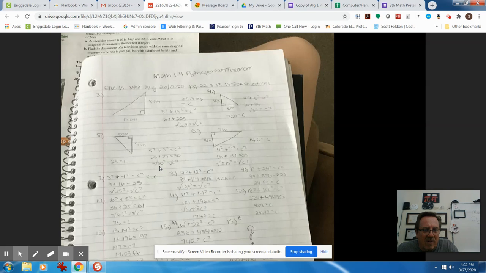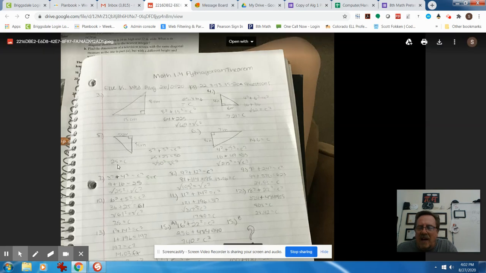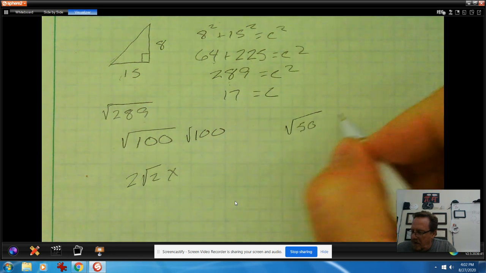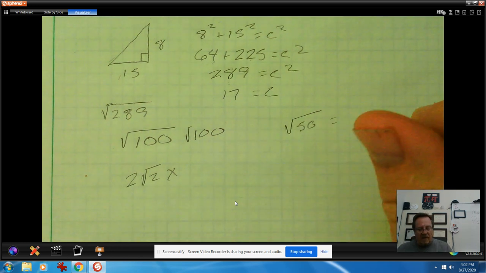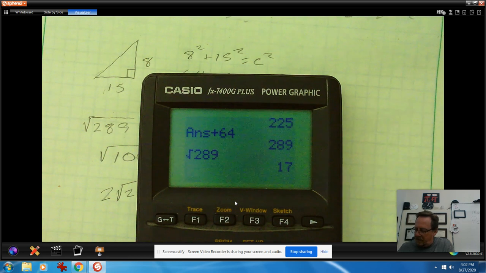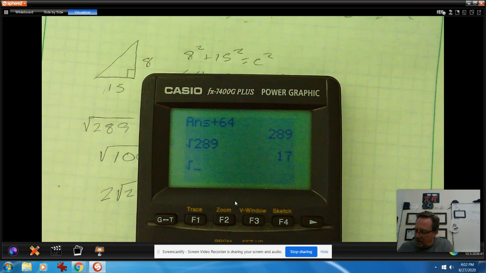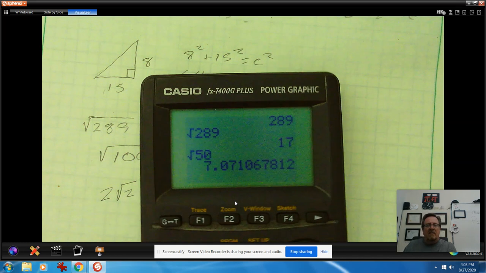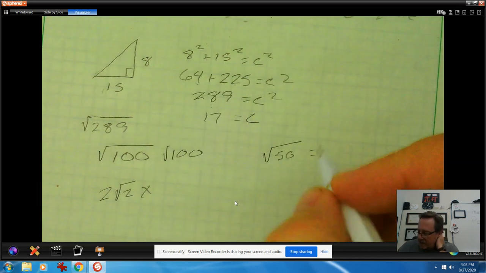And then all of a sudden you have the square root of 50 squared equals c squared, but you came up with 25. And I just want to make sure that we understand that the square root of 50 is not 25. The square root of 50 is not going to be 25. If you use a calculator, you'll find the square root of 50 is 7.07 and not 25.